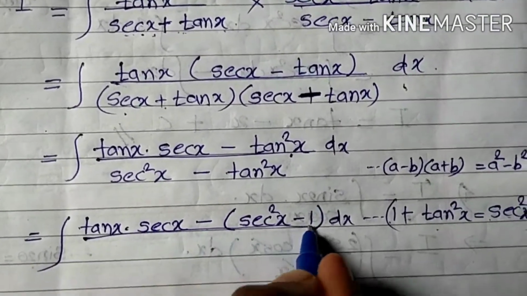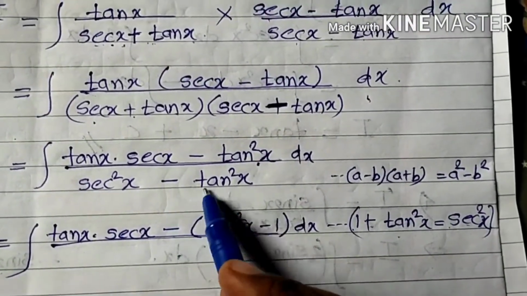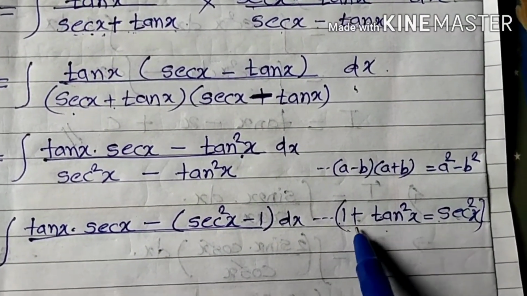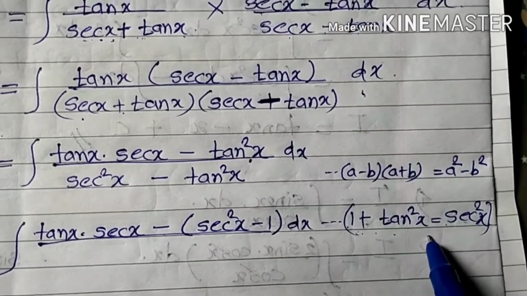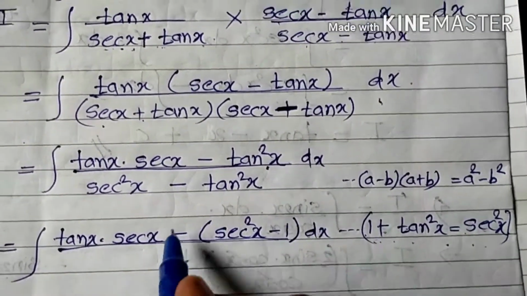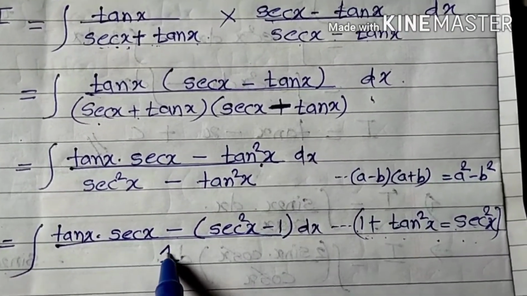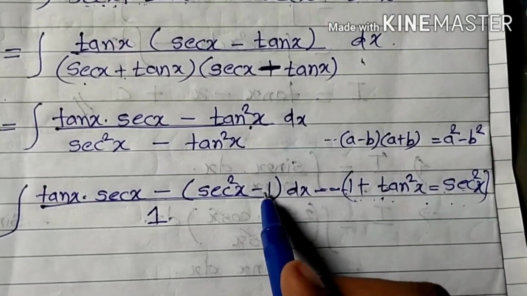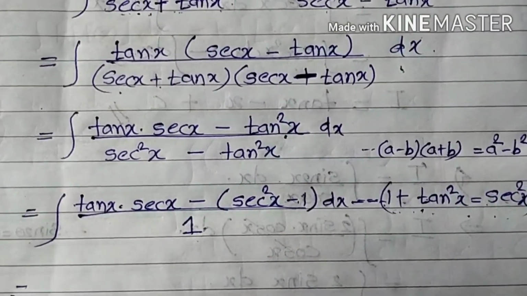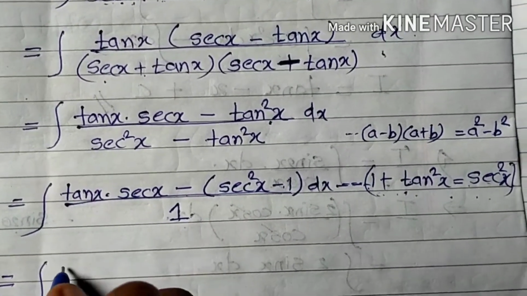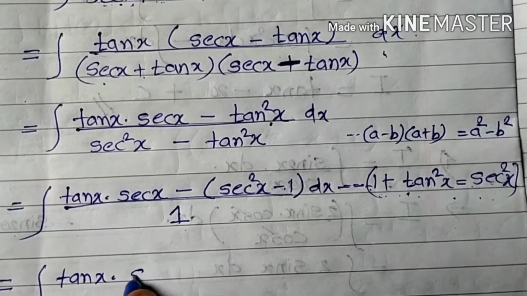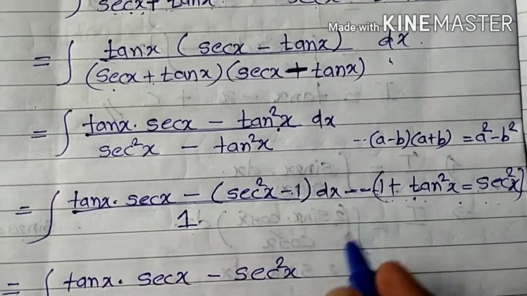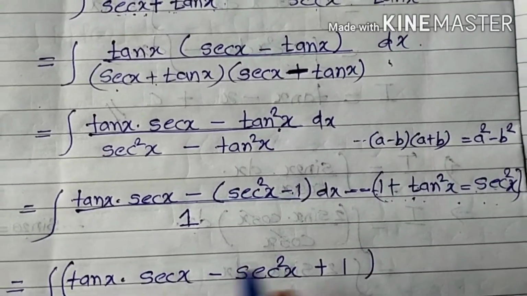Now you can observe sec square x minus tan square x. When tan square goes to this side, we get 1, meaning 1 is equal to sec square x minus tan square x. So you can write here 1. This is the use of the identity, meaning this identity is useful on both sides. So we get the integration of tan x into sec x minus sec square x plus 1, and this is dx.